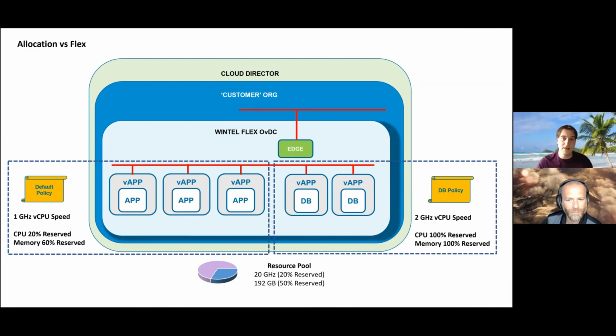That complicated network layout has gone away. Potentially the back-end complications from having multiple org VDCs from a billing and metrics perspective have also gone away. All we've done at the bottom is increase the overall size of the org VDC to reflect the combined requirement, 20 gigahertz, 192 gig.